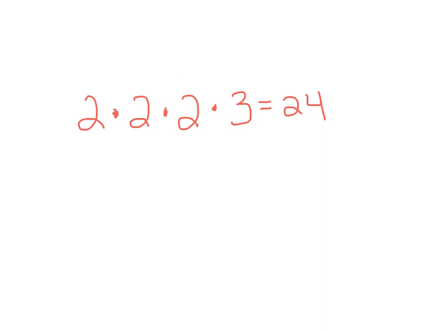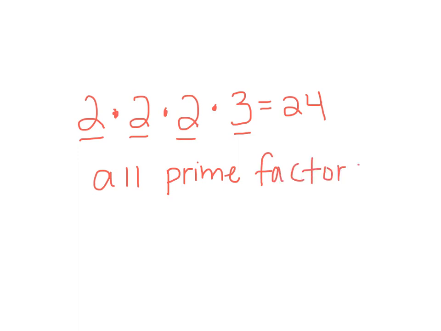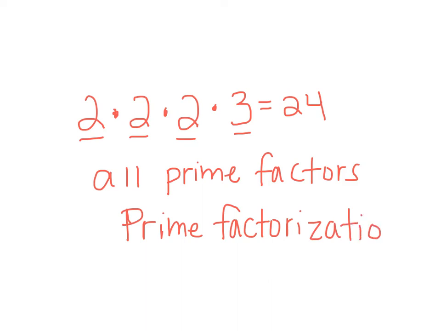The 2 times 2 times 2 times 3 is 24, because I just want to make it clear that that's the longest factor string that I can come up with, because they are all broken down to their prime factors. And we call that prime factorization. Prime factorization, which should be familiar because you saw that in the little pretest at the end of Unit 1 test.